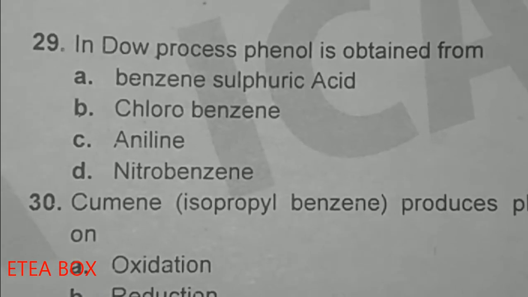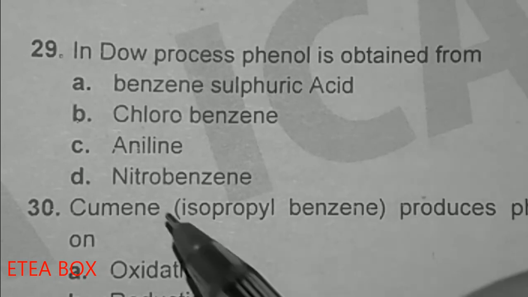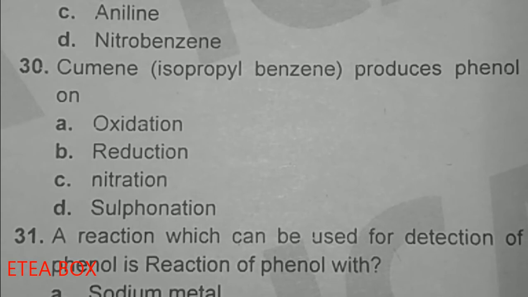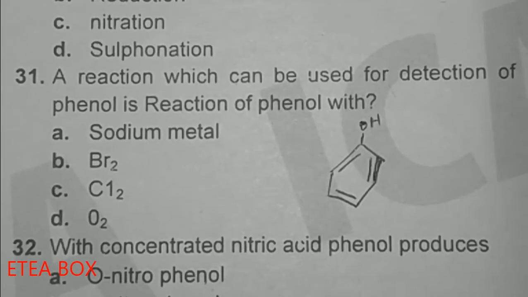In the Dow process phenol is obtained from chlorobenzene. Option B is correct here. Cumene or isopropyl benzene produces phenol on oxidation, option A. A reaction which can be used for the detection of phenol is the reaction of phenol with Br2.